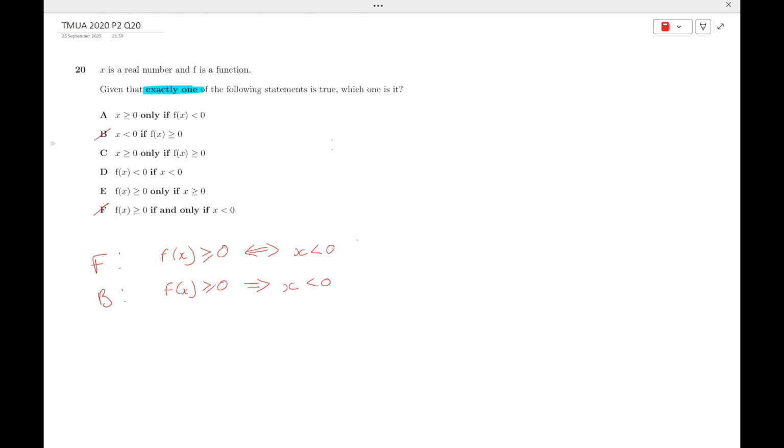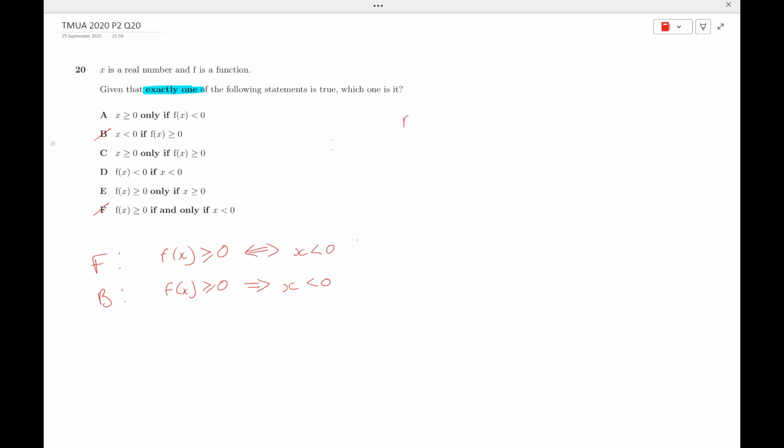Now, there's no others that are quite as nice as this. But what we also want to think about here is the contrapositive. The contrapositive is a really important part of the TMUA specification. If you need reminding of what that is, get the TMUA specification and look up the contrapositive.